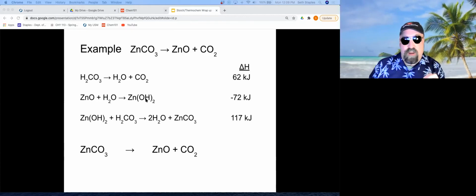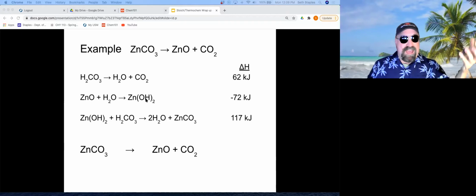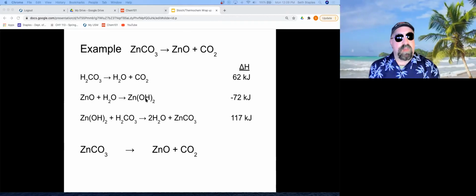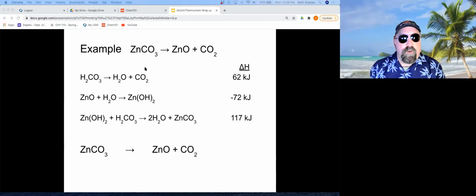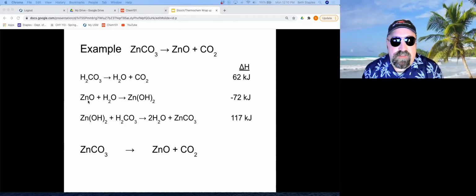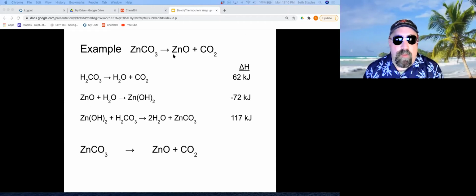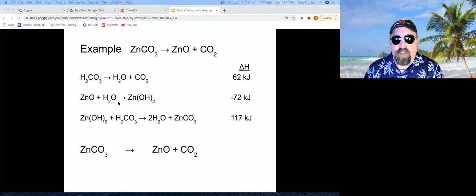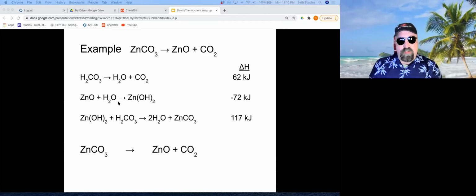They would cancel each other out by having the same number on the reactant and on the product side. But we also have to manipulate these equations so that what we want for reactants are on the reactant side and what we want for products are on the product side. And so with this problem here, one of the things that we first see is that our zinc oxide that we want as a product is actually a reactant in our given equations. And so we're going to reverse that equation.